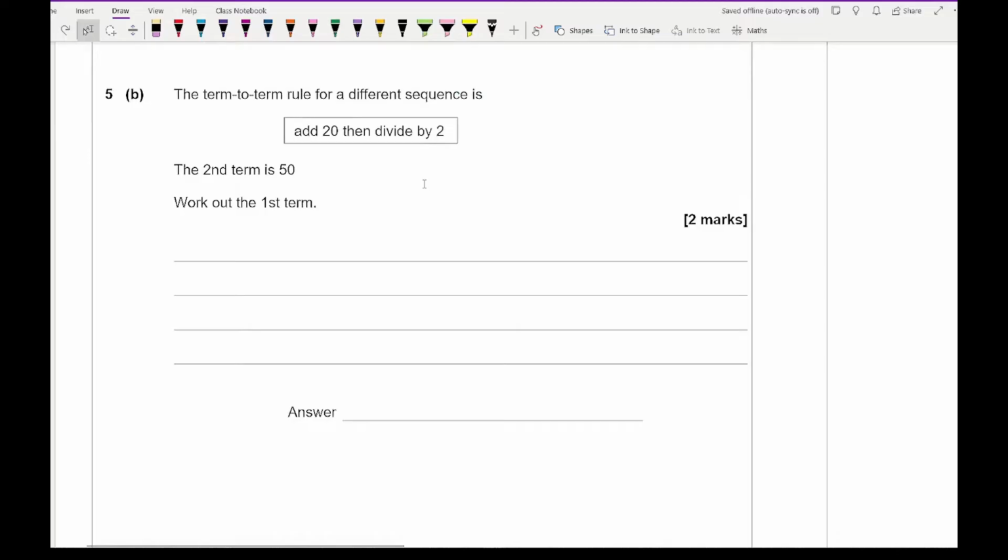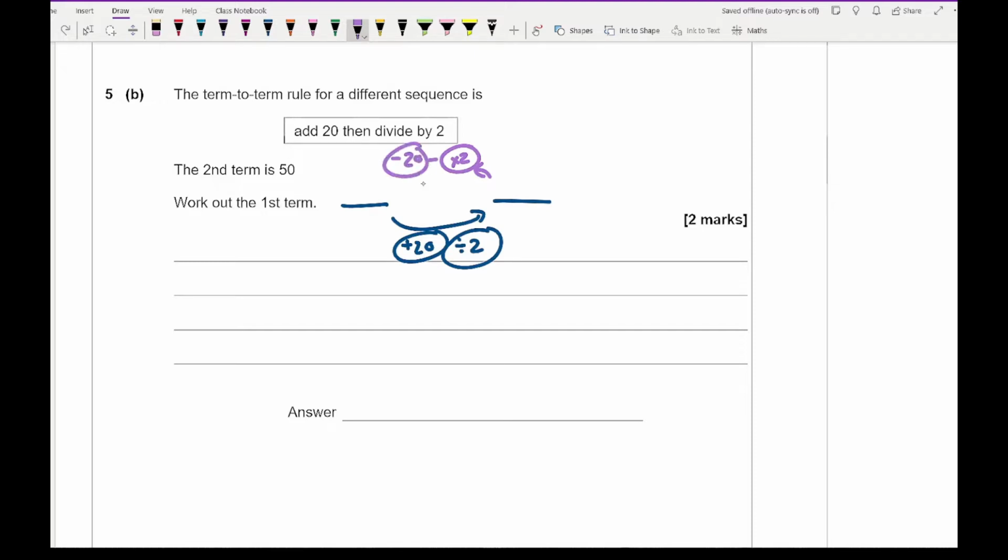Then for B, it says the term-to-term rule for a different sequence is add 20 and divide by 2. The second term is 50, work out the first term. Well, to get from the first term to the second term, we add 20 and then we divide by 2. So if we're going in the opposite direction, we need to multiply by 2 and subtract 20. So here our second term is 50, so 50 times 2 is 100, take away 20 gives me 80.